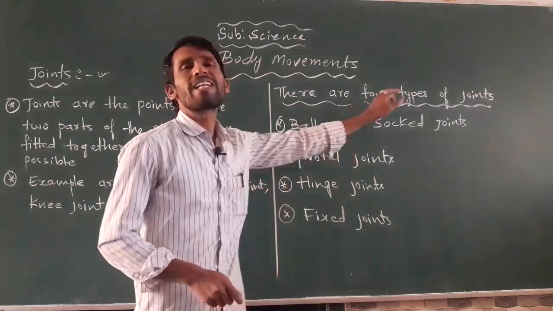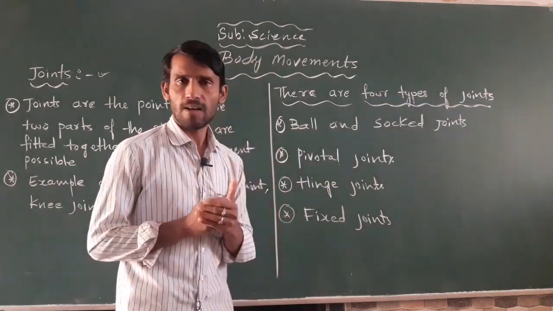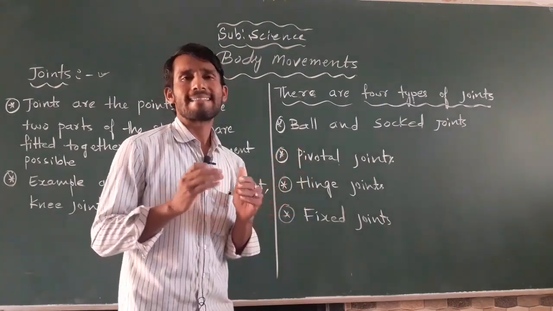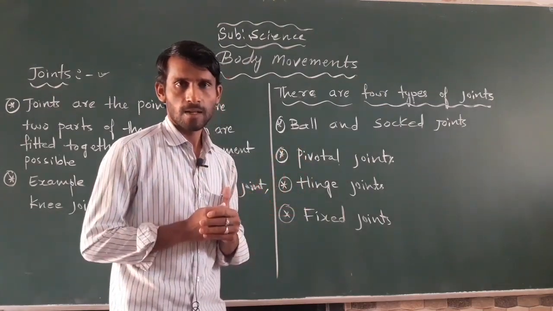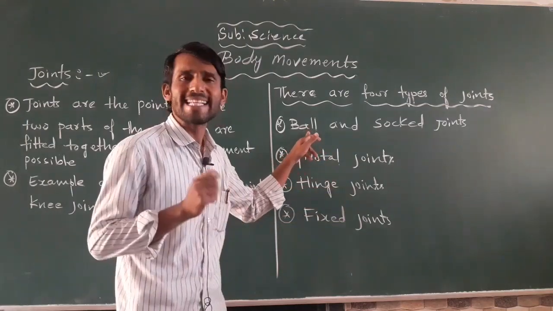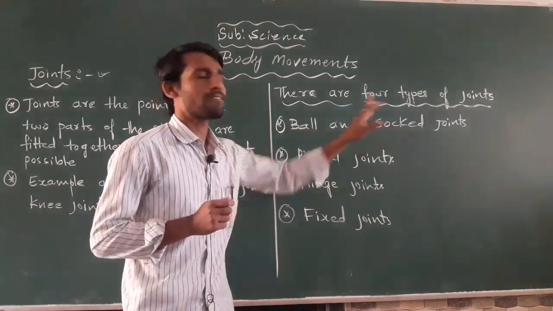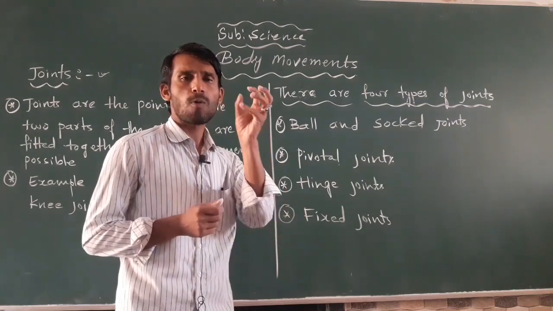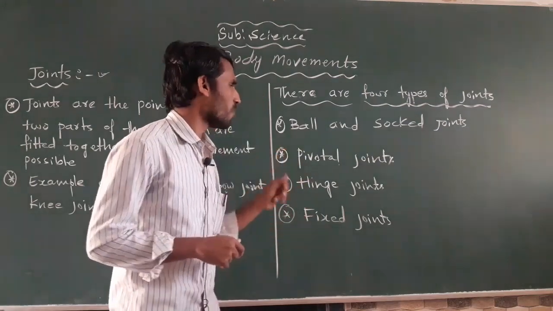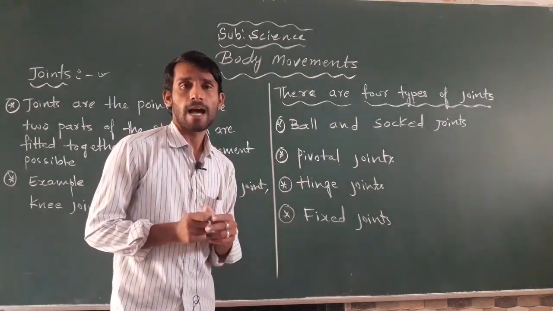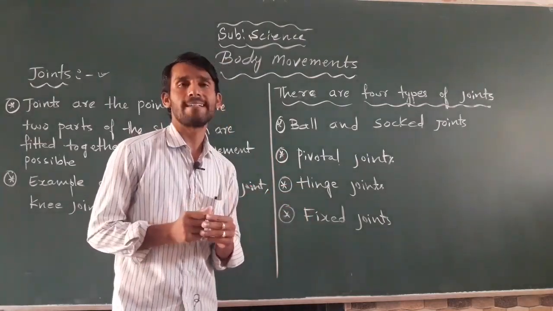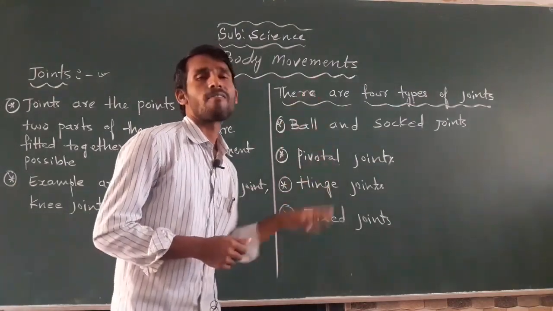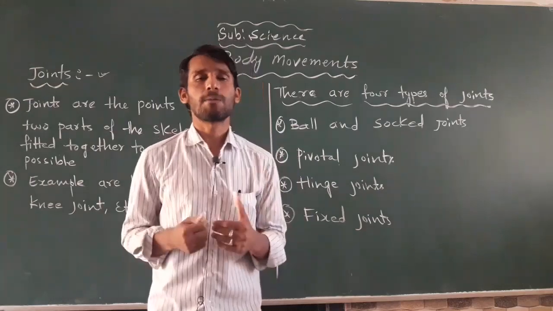See, there are four different types of joints in our body. First one is the ball and socket joint. The name itself indicates it: ball means round shape. Next, the second one is the pivotal joint, the third one is the hinge joint, and the last one is the fixed joint. These are the different types of joints present in our body.